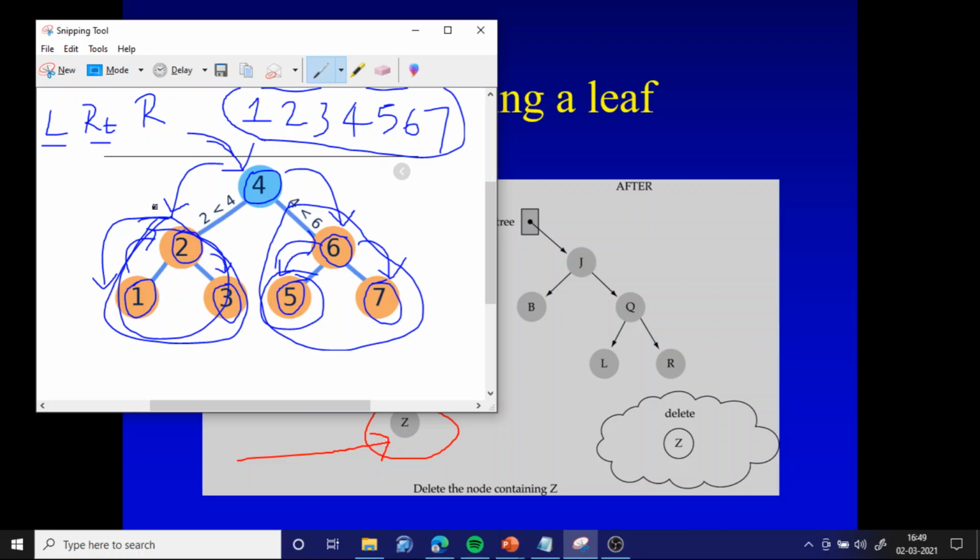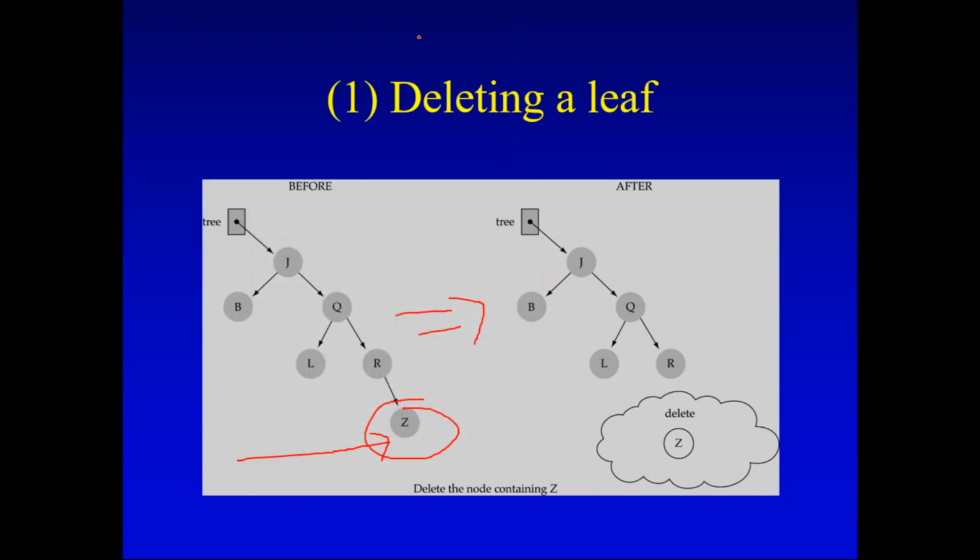Which means that when you traverse the binary search tree using in-order traversal, the output will always be in ascending order. Always the output will be in ascending order. You take any tree, you traverse in order, you will get the output in ascending order only, right?